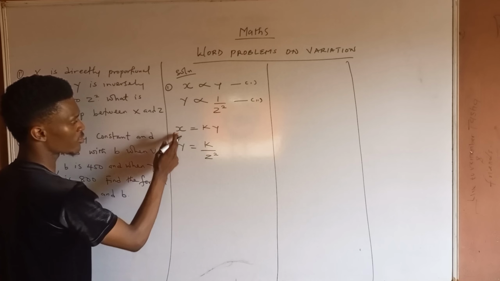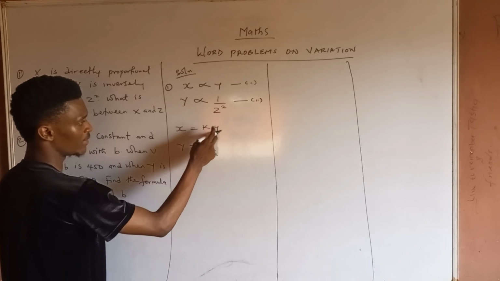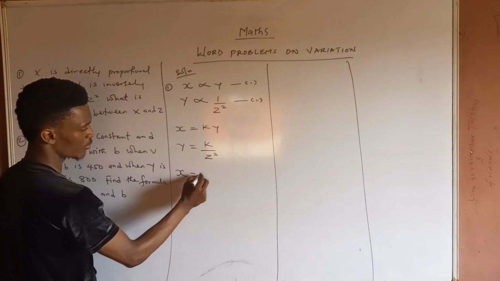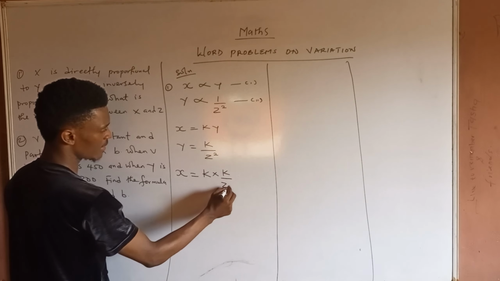And remember, I want to show a relationship between x and z, so it's obvious that we can substitute k over z squared in place of y in equation 1. So that becomes x equal to k times k over z squared.